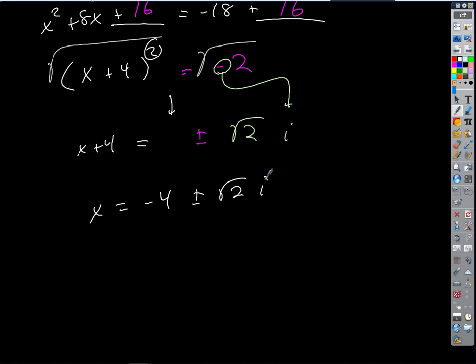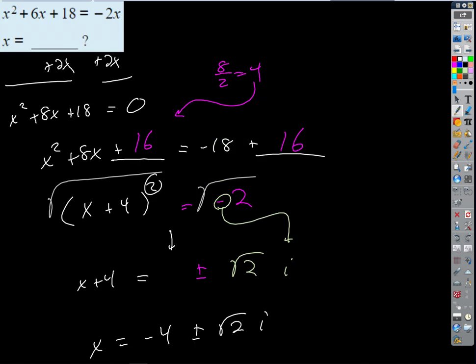Okay? Questions on that? Okay, no big deal. What else could I maybe have done on this that would have been almost as easy to solve? Quadratic formula. Can't factor, but we could have used the quadratic formula. If you really like that, that's fine.